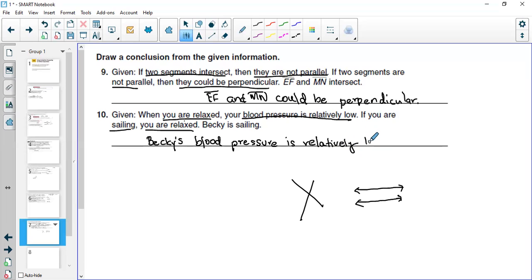So it's like a series of questioning. You need to question each step. If Becky is sailing, so what? She's relaxed. If she's relaxed, so what? Her blood pressure is relatively low. Same condition here: if they intersect, what will happen? They are not parallel. And if they are not parallel, what will happen? They could be perpendicular. This is how you derive conclusions from the given information.